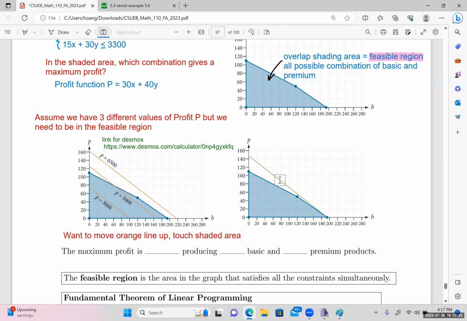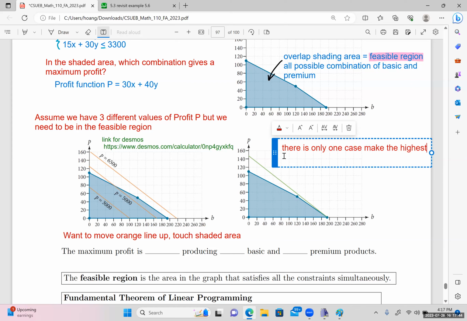Okay, so I also did show you guys there is only one case that makes the highest profit P according to Desmos, which is at the corner point 195, 0.